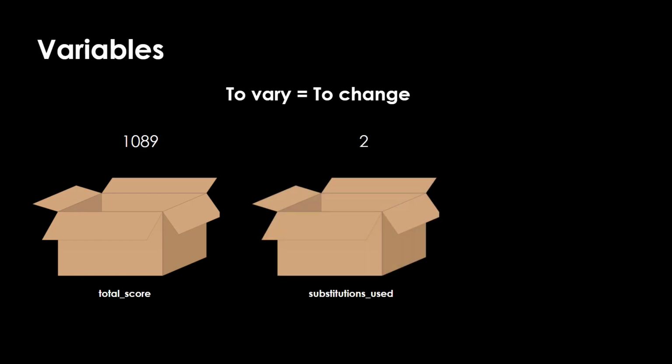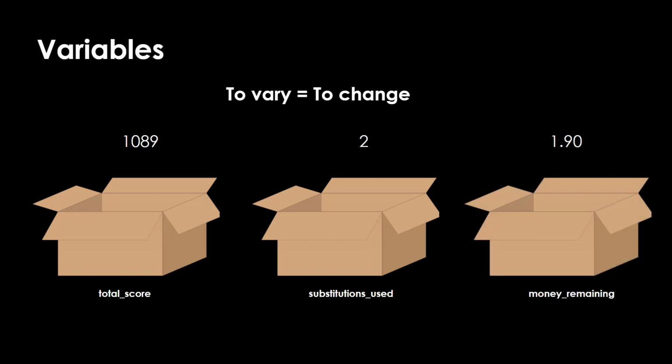And we can have as many of these as we want. So I've got another one here called substitutions used. I've got 2 in there, and I've got another one called money remaining, and I've got 1.90. And it doesn't have to be numbers, it can be strings as well. Any data type you like really can be stored inside variables. And in Python, it does it automatically. So it will assign these data types automatically to the names of your variables.